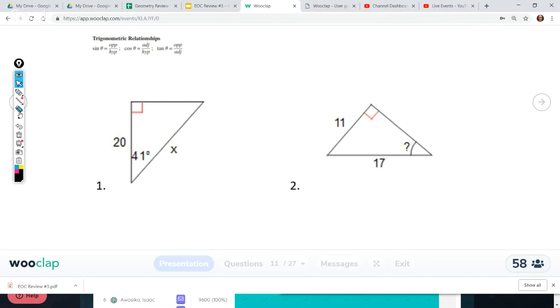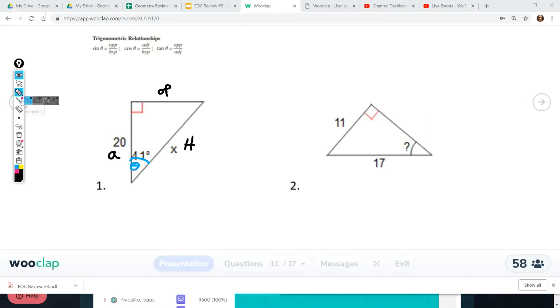For question number 1, my theta is going to be 41 degrees. So here's my 41 degrees. This is my theta. Always label. So if here's my right angle, that makes this side my hypotenuse. And there's my angle. So the 20 is touching the angle, so it's my adjacent. Here's my opposite.